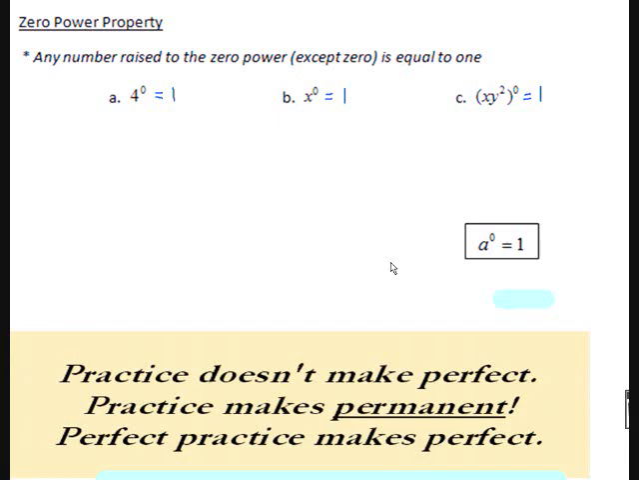This is something you're going to hear me say a lot. You've heard that practice makes perfect. But it doesn't. Practice makes permanent. And if you practice something incorrectly, then you're going to do it incorrectly. We want to try for perfect practice, then perfect practice makes perfect.